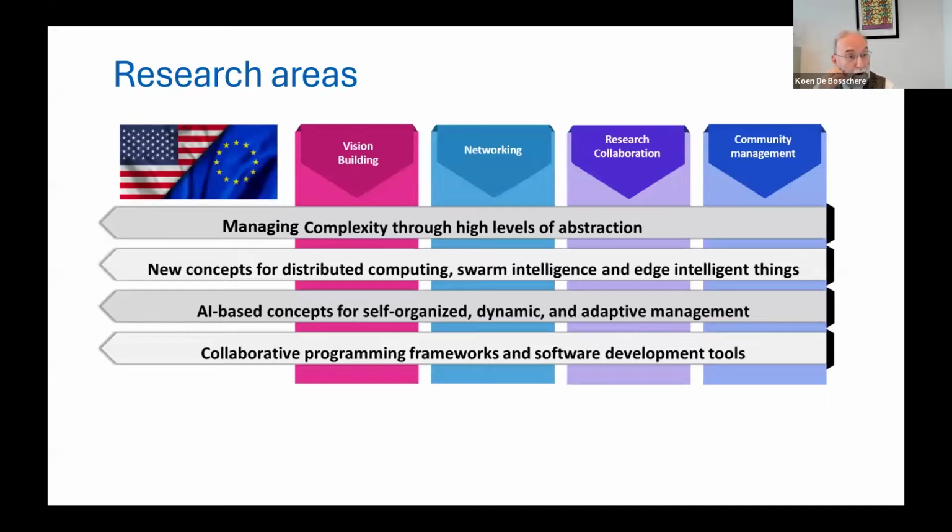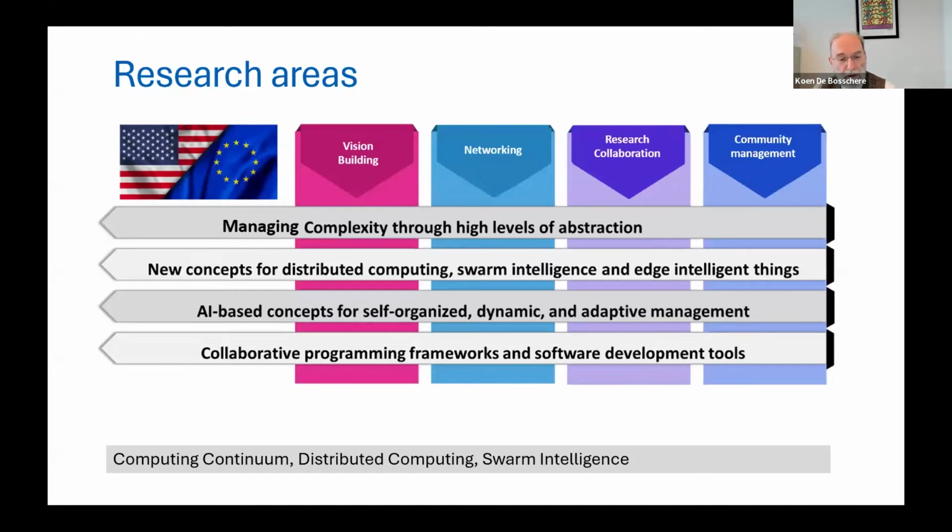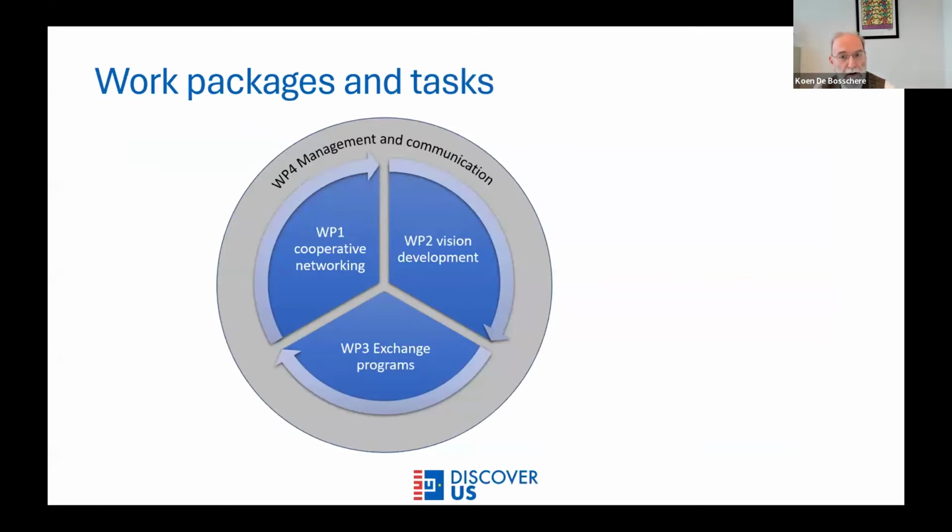And there are also topics that we will work on. Here you see the 4 topics that also appeared in the call document. Managing complexity through high levels of abstraction, new concepts for distributed computing, intelligent things, swarm intelligence, then AI-based concepts for adaptive management. That's another item. And then at the end, we would also like to see collaboration on frameworks and software development tools, because if we develop them together, we can both use them. So that's also an easy way to collaborate. Some keywords here are computing continuum, distributed computing, swarm intelligence.